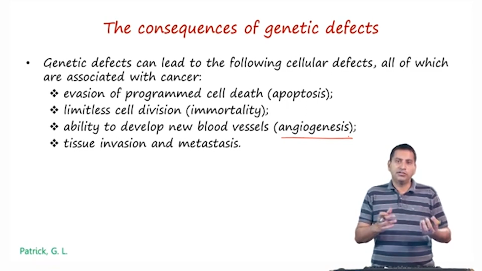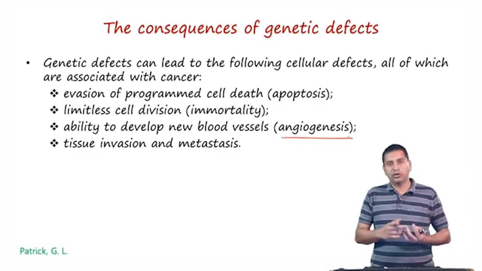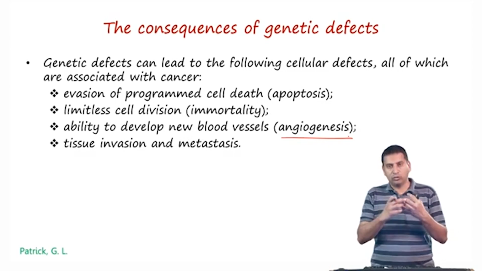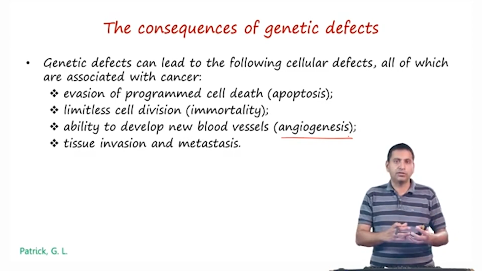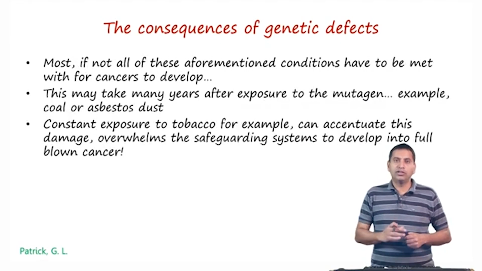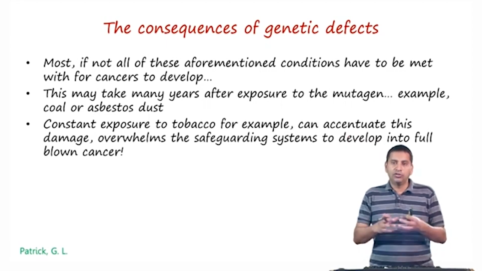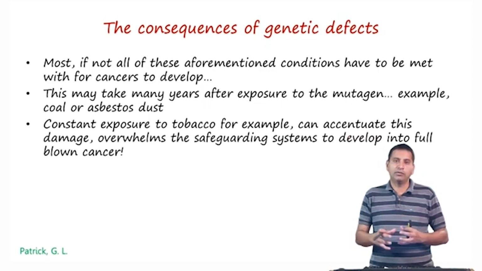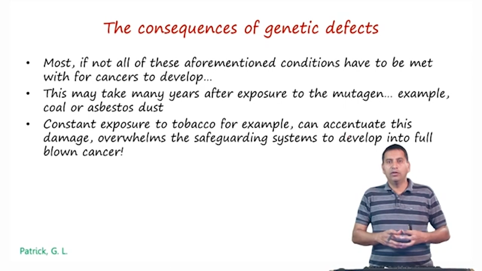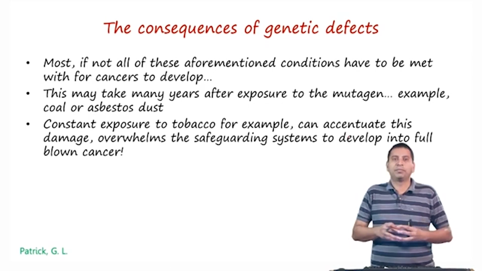Lastly, these genetic defects can also cause what are known as tissue invasion and metastasis. We have already looked at previously that there are two types of cancers, one is a benign cancer and the other one is metastatic cancers. So, most if not all of these aforementioned conditions have to be met for cancers to develop. So, therefore, it is a fairly complicated disease where a number of things in a coordinated manner have to go wrong. However, it is quite common.